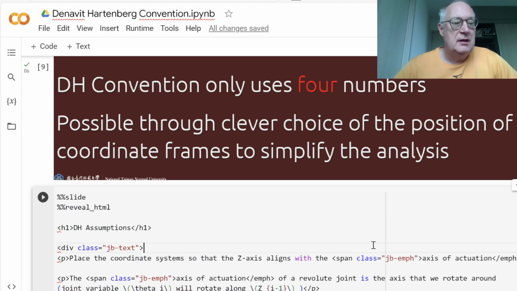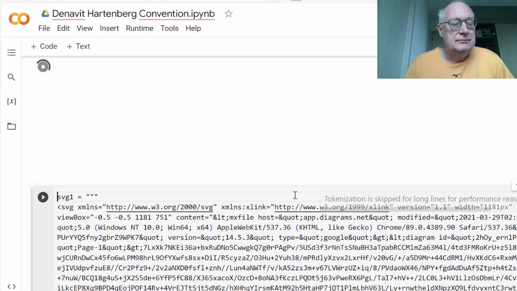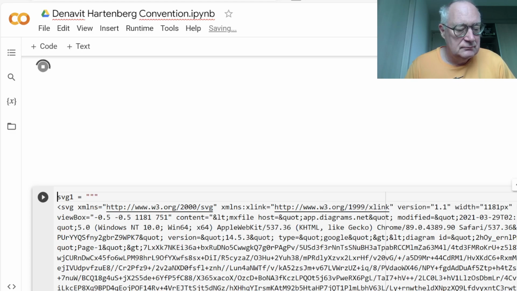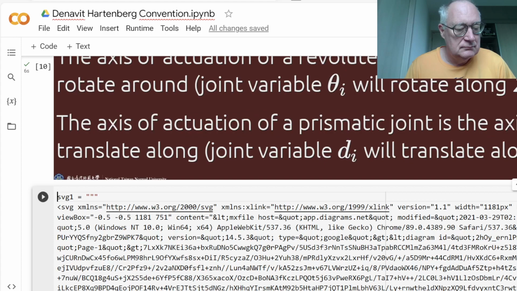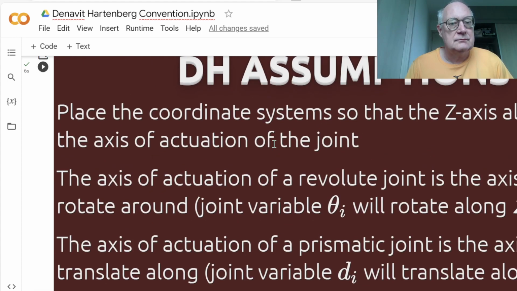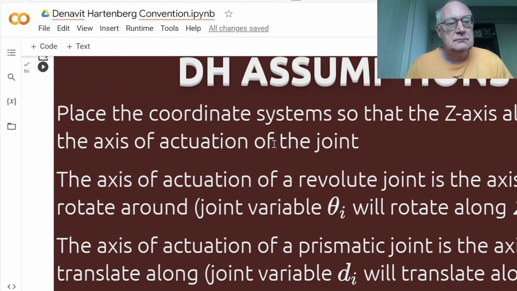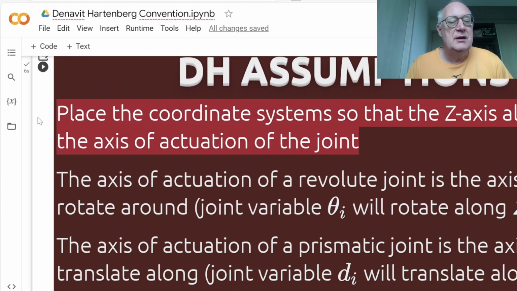So let's talk about the Denavit Hartenberg assumptions. The first assumption makes a lot of sense. You want to simplify modeling the effect of your actuators, so it makes sense to have a common way in which they act.